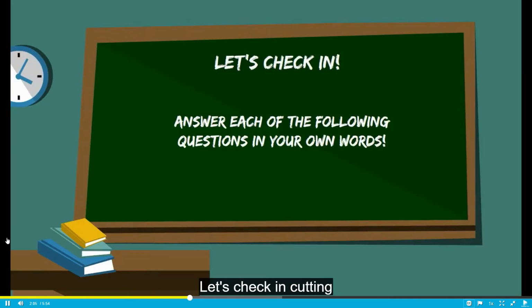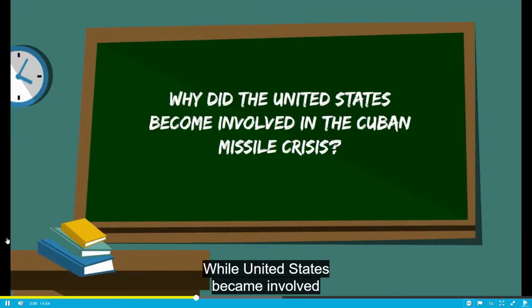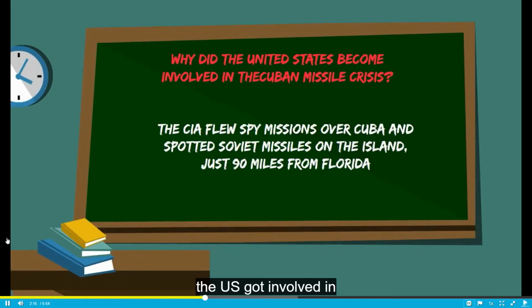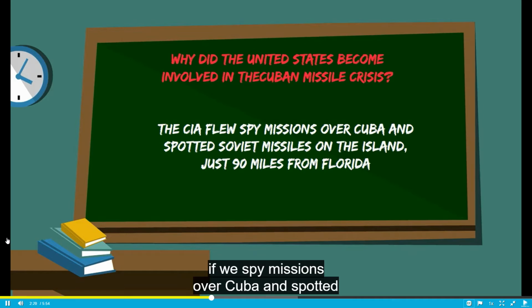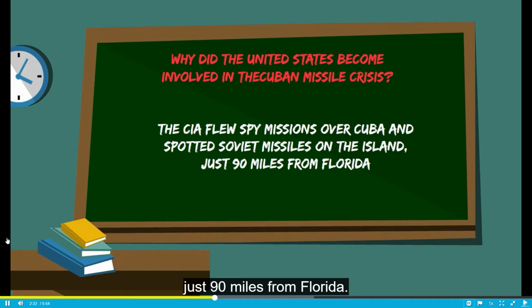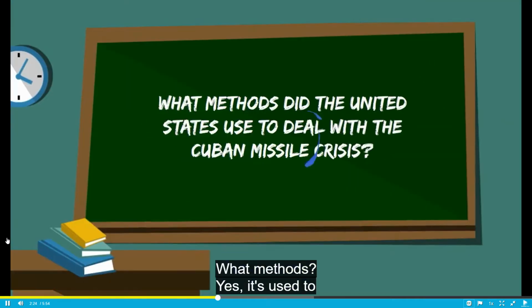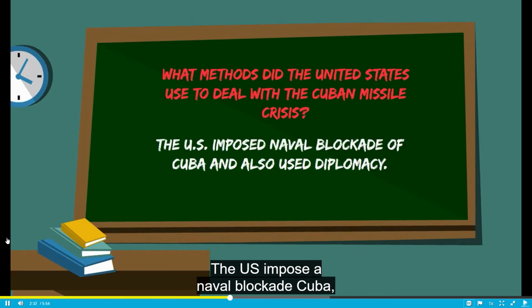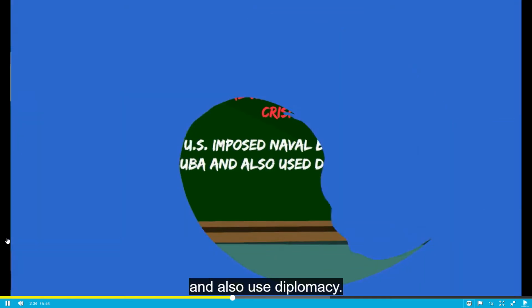Let's check in. Try to answer each of the following questions in your own words. Why did the United States become involved in the Cuban Missile Crisis? The U.S. got involved in this conflict when the CIA flew spy missions over Cuba and spotted Soviet missiles on the island, just 90 miles from Florida. What methods did the United States use to deal with the Cuban Missile Crisis? The U.S. imposed a naval blockade of Cuba and also used diplomacy.